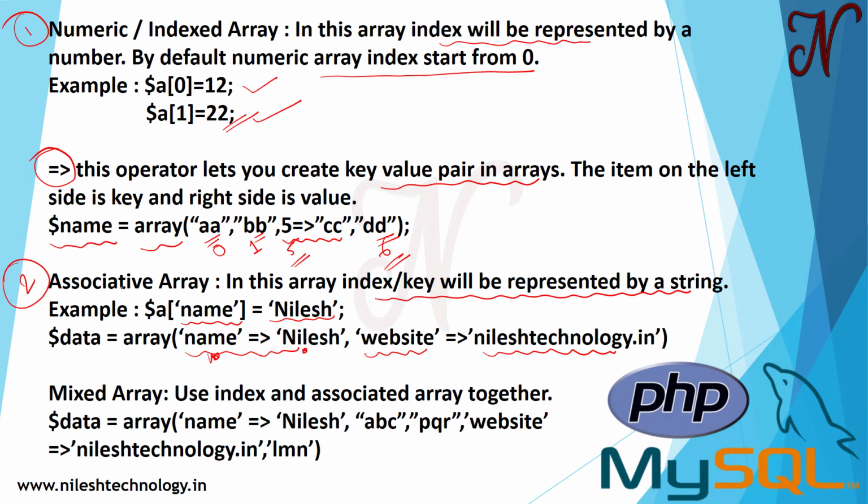So now here we combine the numeric and the associative array. So this is the mixed array. So see, this is the example, array name equal to Nilesh. So this ABC PQR doesn't have any key, meaning that the key starts from 0. So 0, 1. Then website equal to nileshtechnology.in, then the element. So now the index is 2. Okay, so if the value has a key, then there is not an issue, but if it doesn't have any key, then the key by default starts from 0.